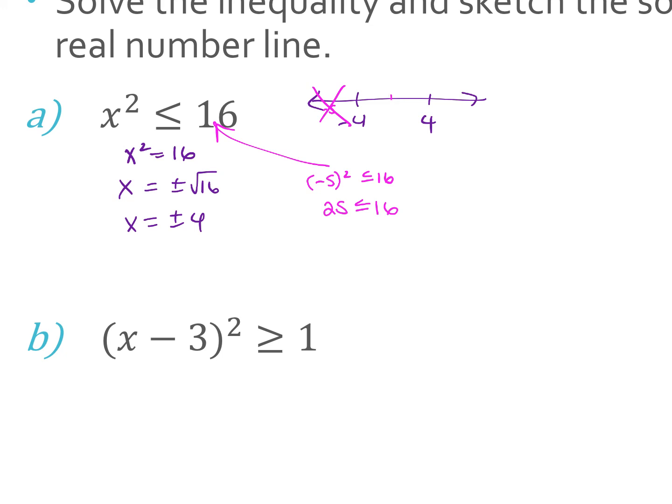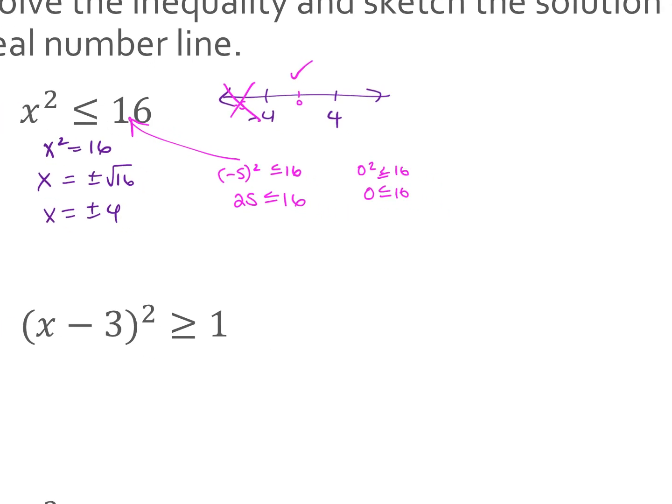So then I'll plug in one from the middle of these, like 0. 0 squared less than or equal to 16. 0 is less than or equal to 16, so that range works. It is usually every other section, so I assume the next one's not going to work, but we're going to test it out. 5 squared less than or equal to 16. 25 is not less than or equal to 16, so that part doesn't work either. And then it's or equal to from the beginning, so these get brackets, and I shade in between.